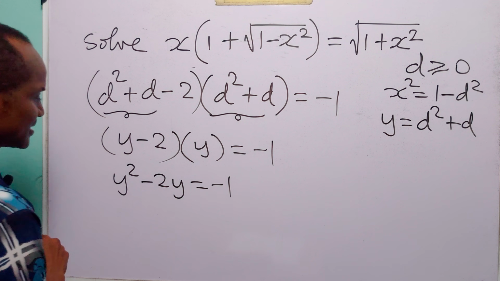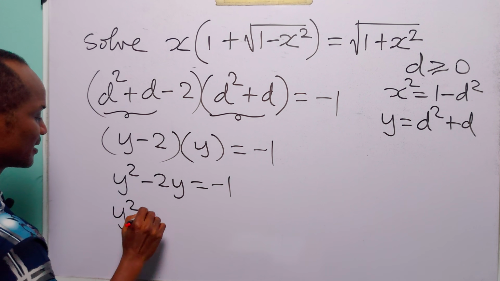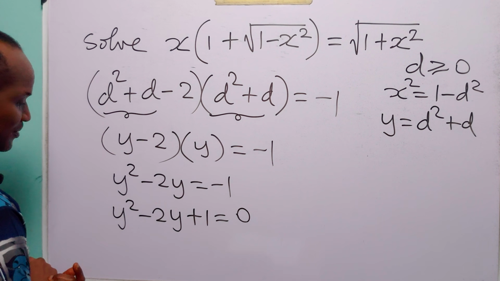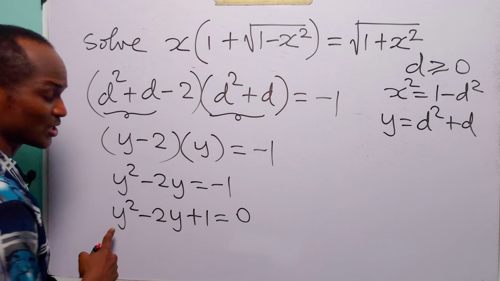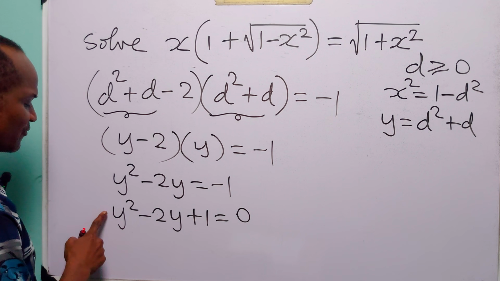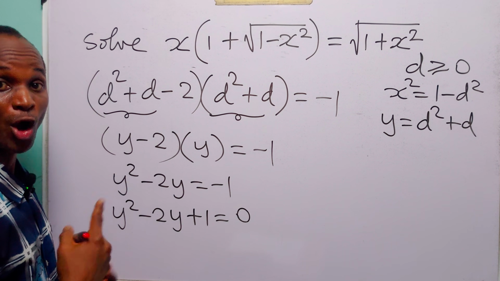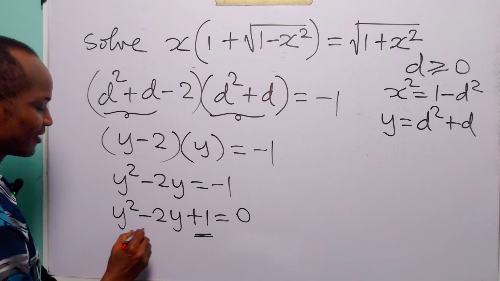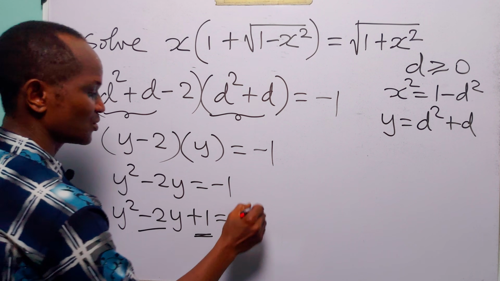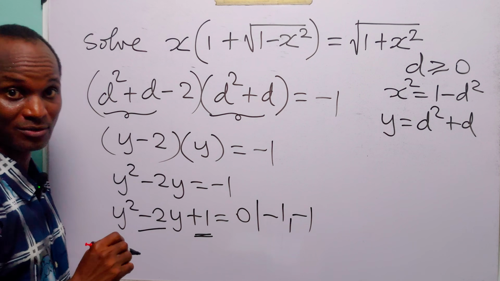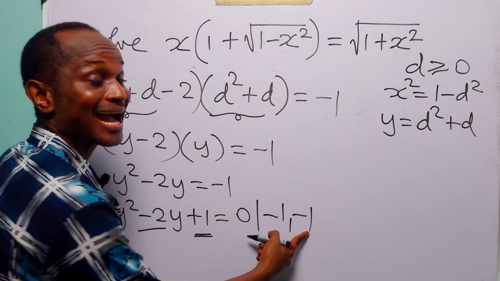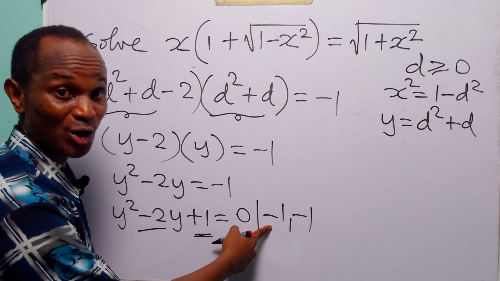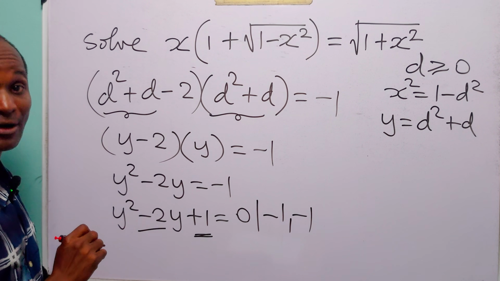Now, rearranging this equation, we have y squared minus 2y plus 1 is equal to 0. Now, we can solve this quadratic equation by factorization. Since the coefficient of y squared is 1, all we need to do is to find the factors of plus 1 that add up to minus 2. And of course, those are going to be minus 1 and minus 1, because minus 1 times minus 1 is going to give us plus 1, while minus 1 plus minus 1 is going to give us minus 2.